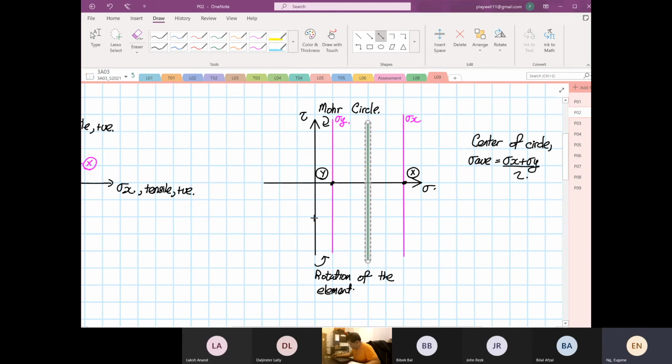So from here to here, the average stress is from the 0 line. So this is your stress average, and then knowing where the center of the circle is, you can now construct. You can use your compass. You can draw a circle. Right, so this is your Mohr circle.